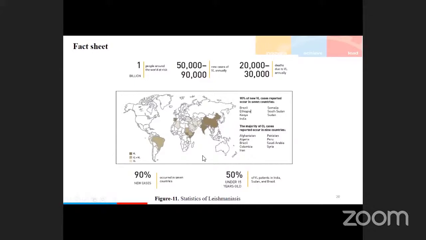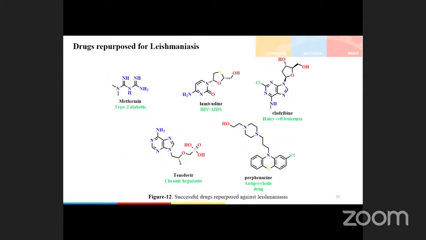These are the main areas where it occurs. India and South Africa are among the most vulnerable. This is the statistical data: around the world, this many new cases occur every year, as per World Health Organization 2019 data.